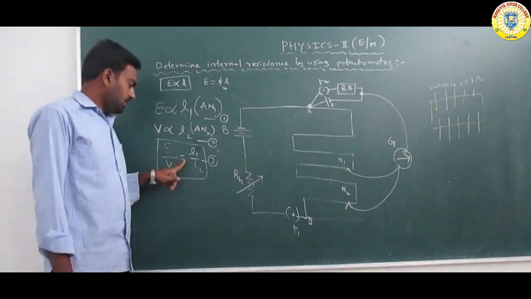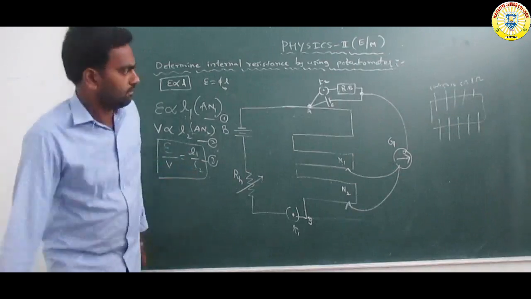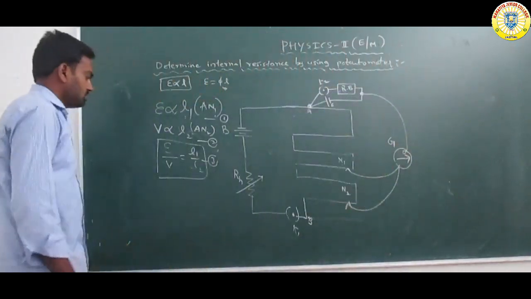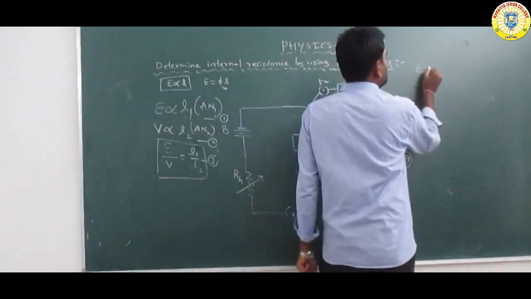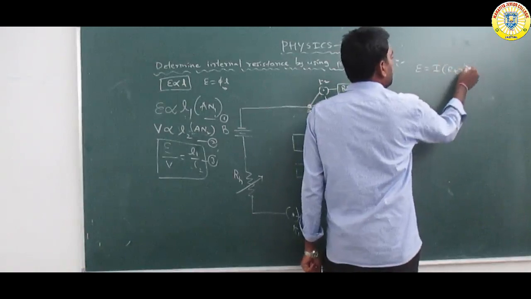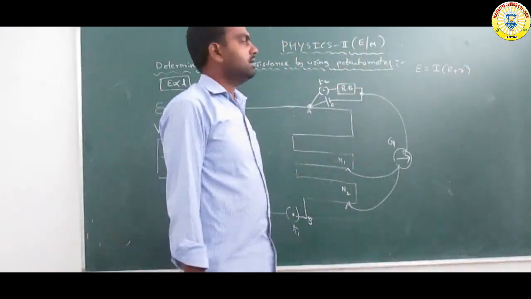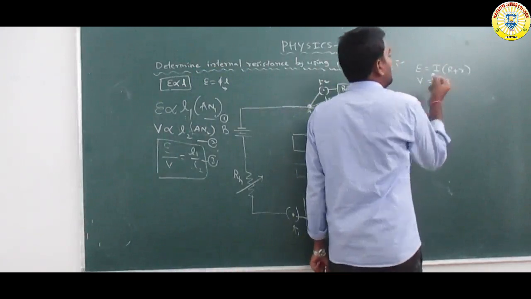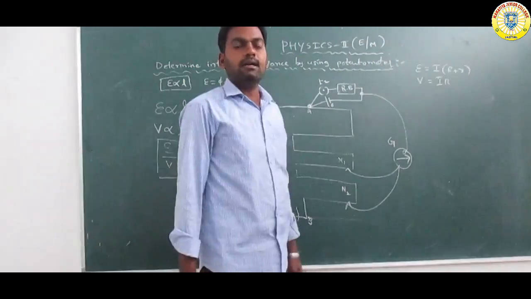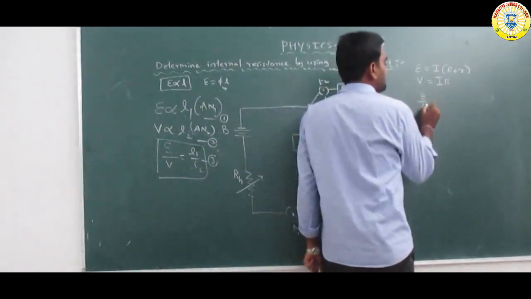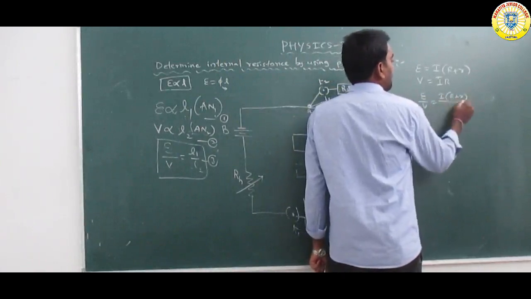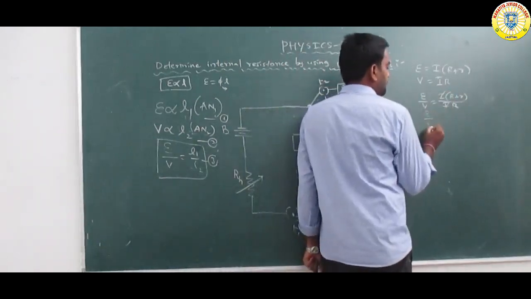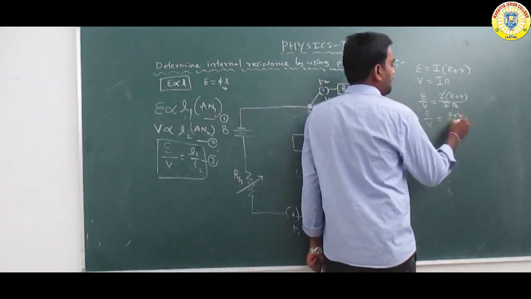Right. So E by V is equal to L1 by L2, we can write. Now E is equal to I (R plus r). We used this in the last class in some problems. According to Ohm's law, V is equal to IR. Dividing these two equations, E by V is equal to I (R plus r) by I into R. I cancels, so the remaining equation is E by V is equal to (R plus r) by R.